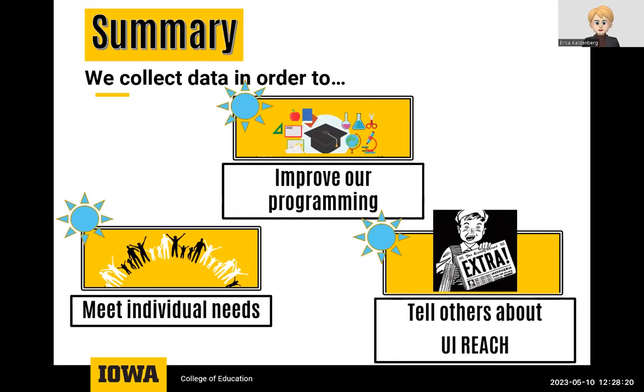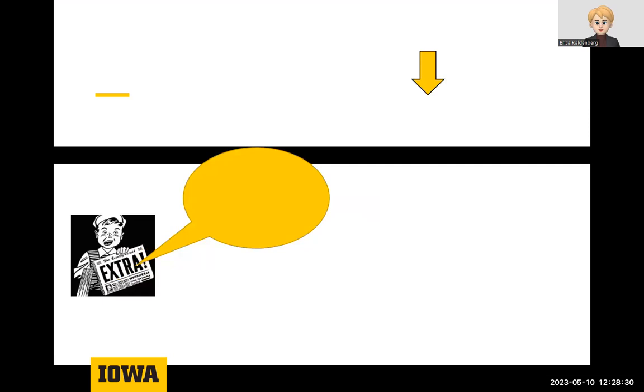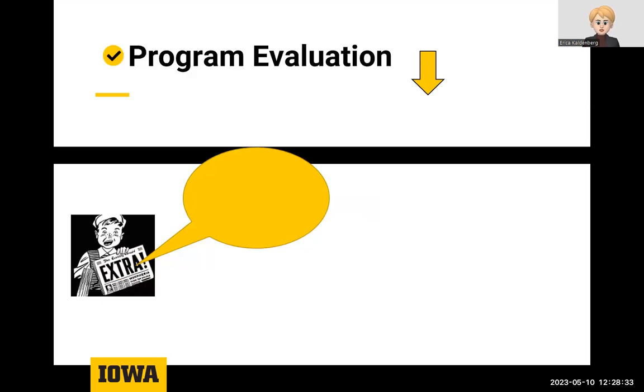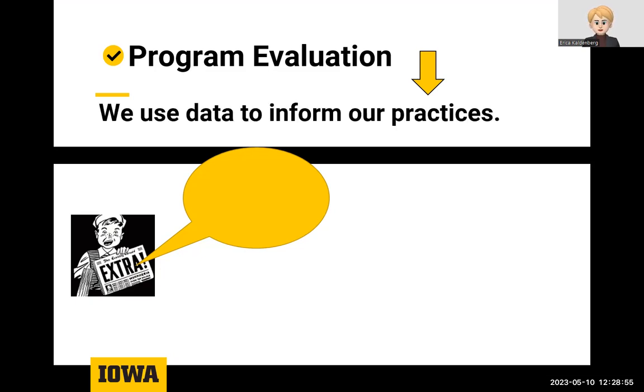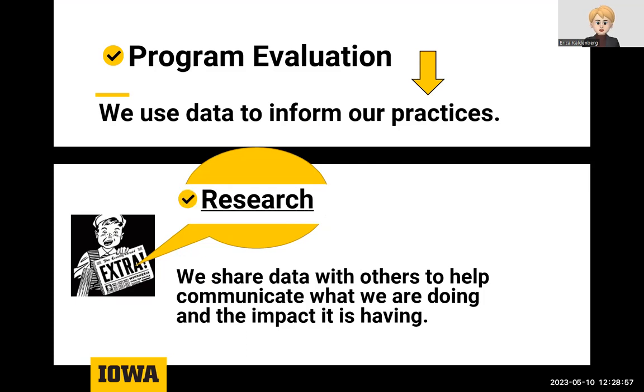In summary, we collect data in order to improve our programming, meet individual needs, and tell others about UI Reach. Before we move on to objective 2, though, I would like to review an important concept. When we collect data in order to meet people's needs, to ensure our students and families are happy, that's called program evaluation. But when we take that data and we want to share it out with folks, that is called research.